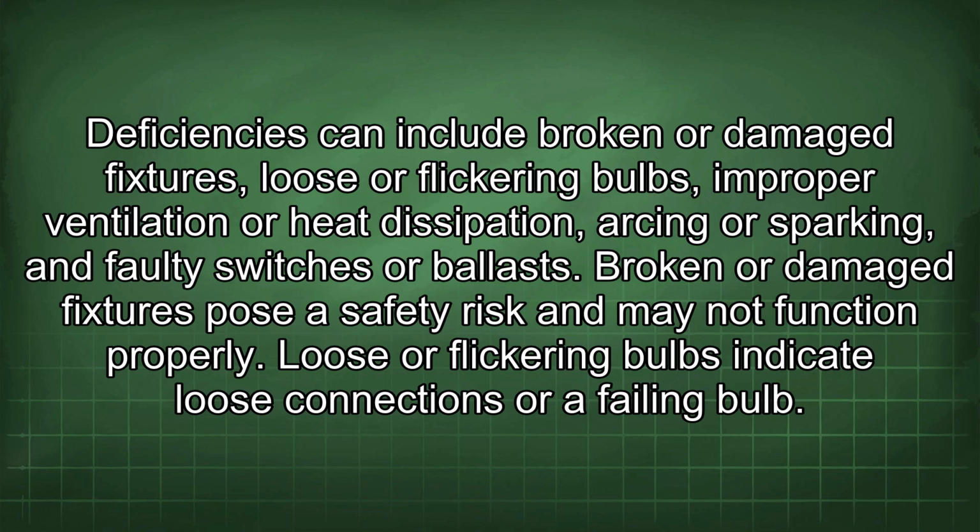Deficiencies can include broken or damaged fixtures, loose or flickering bulbs, improper ventilation or heat dissipation, arcing or sparking, and faulty switches or ballasts. Broken or damaged fixtures pose a safety risk and may not function properly. Loose or flickering bulbs indicate loose connections or a failing bulb.